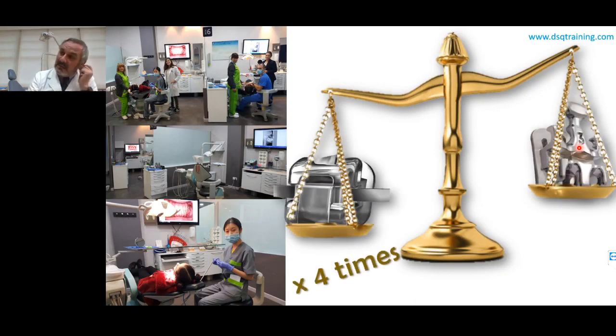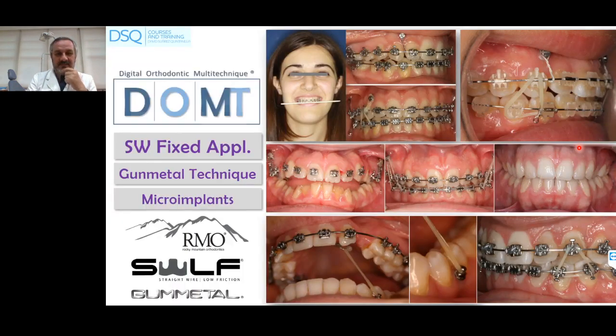The economy of your office is very important. The Synergy bracket and our technique, compared with the global straight-wire technique of the Damon bracket and the Damon technique, for example, cost 2, 4, or close to 5 times the price of our philosophy.